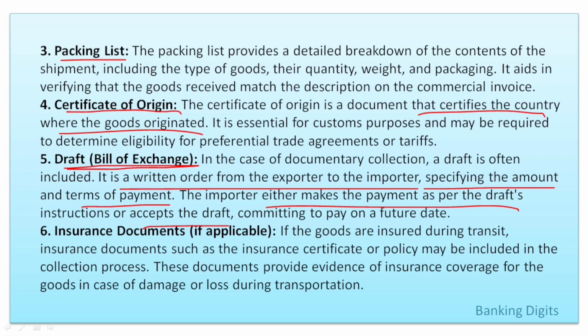Next is insurance document, if applicable. If the goods are insured during transit, insurance documents such as insurance certificate or policy may be included in the collection process. These documents provide evidence of insurance coverage for the goods in case of damage or loss during transportation.